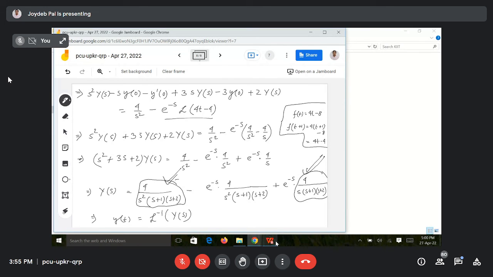Then you find this, e to the power minus s into F(s) form. Here the earlier results we find will be used, and using the t-shifting, the second and third will also be found. So you try. And next class I will complete otherwise.